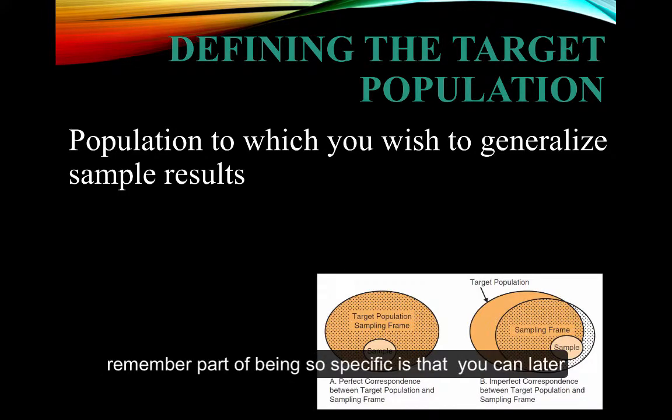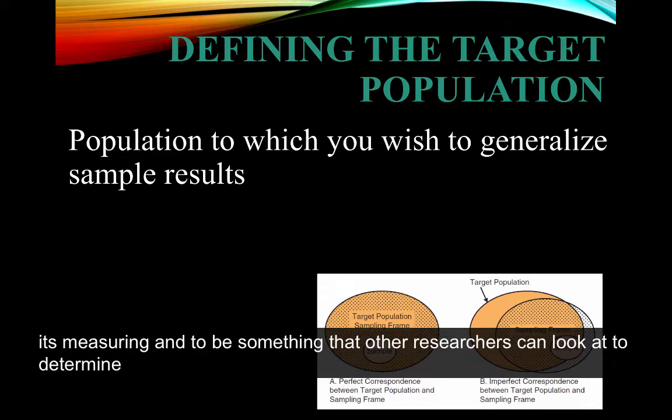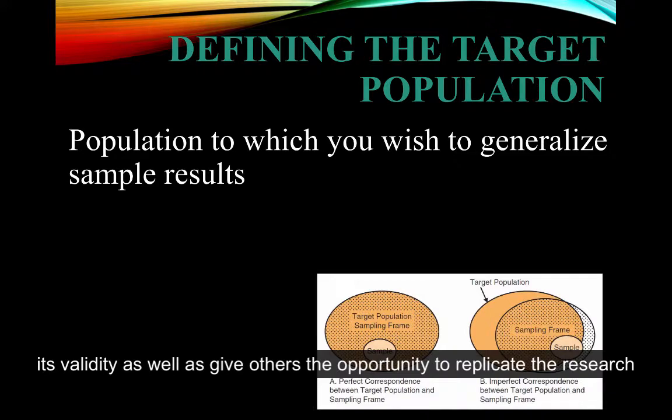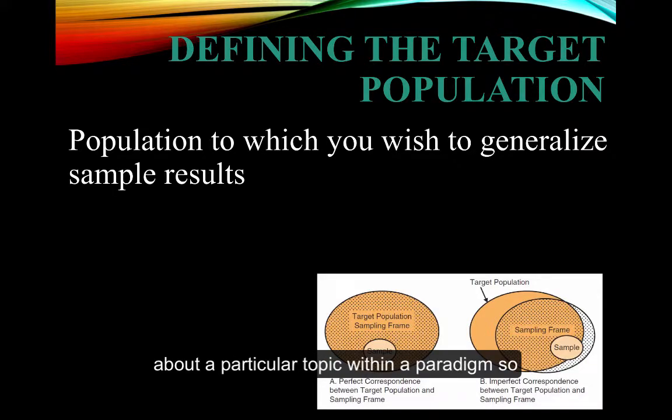And remember, part of being so specific is so that you can later measure the data in a way that's specific enough to measure what it thinks it's measuring, and to be something that other researchers can look at to determine its validity, as well as give others the opportunity to replicate the research to make sure it's peer-reviewed, right? And can add to the knowledge that we have about a particular topic within a paradigm.